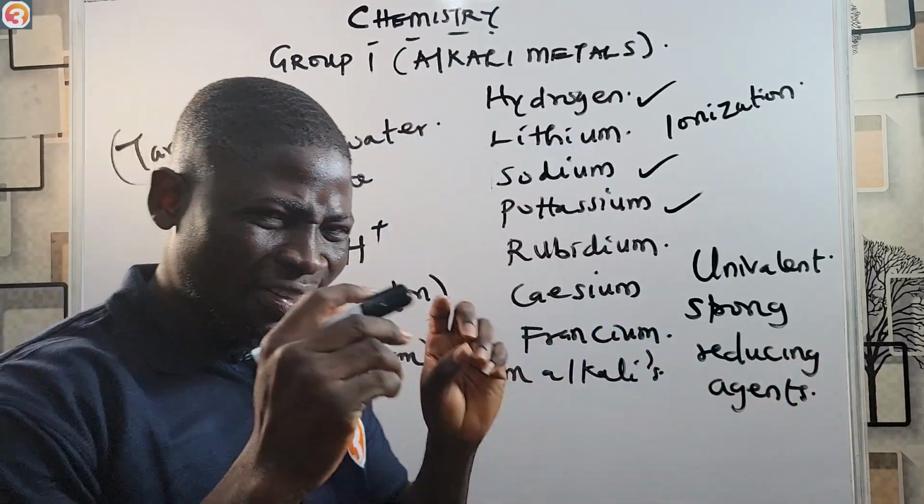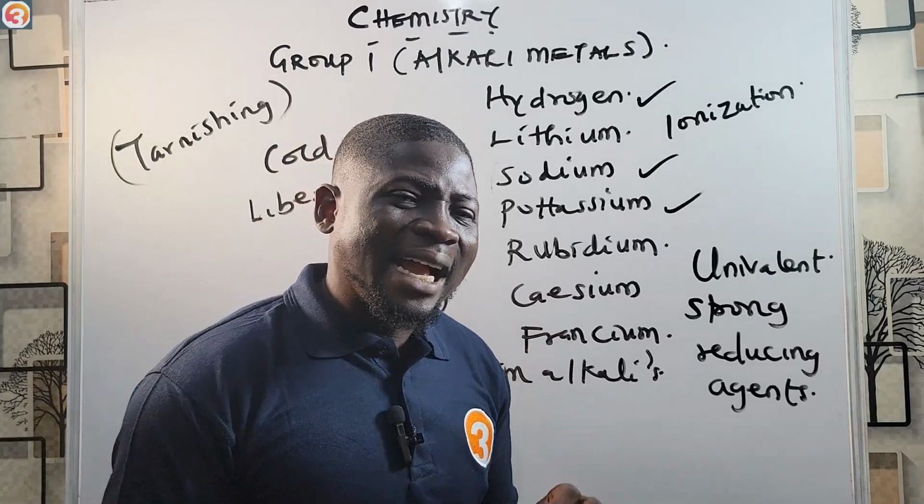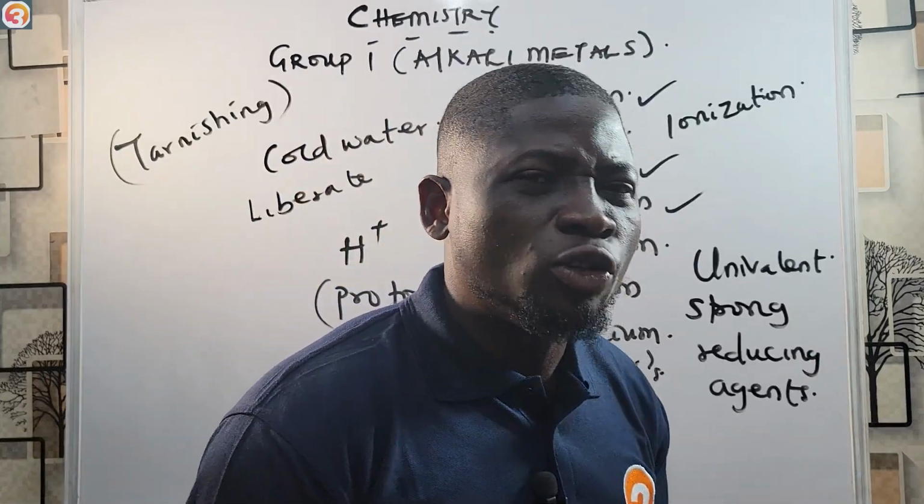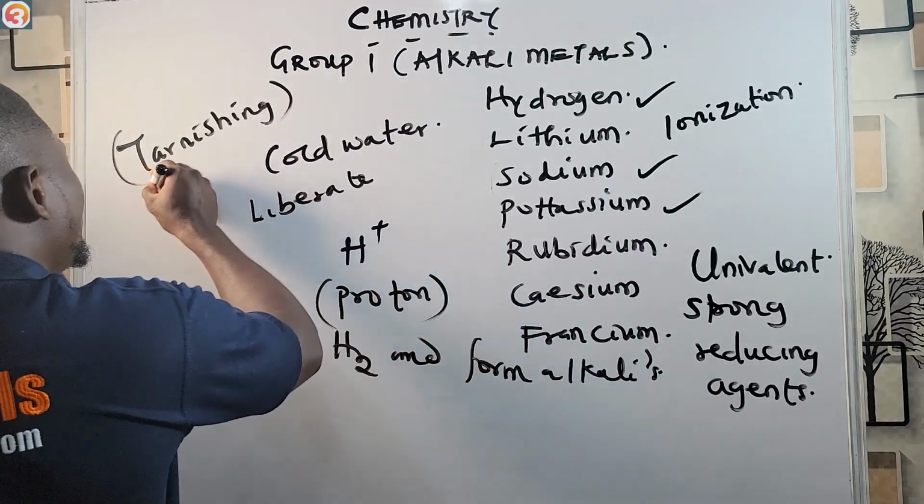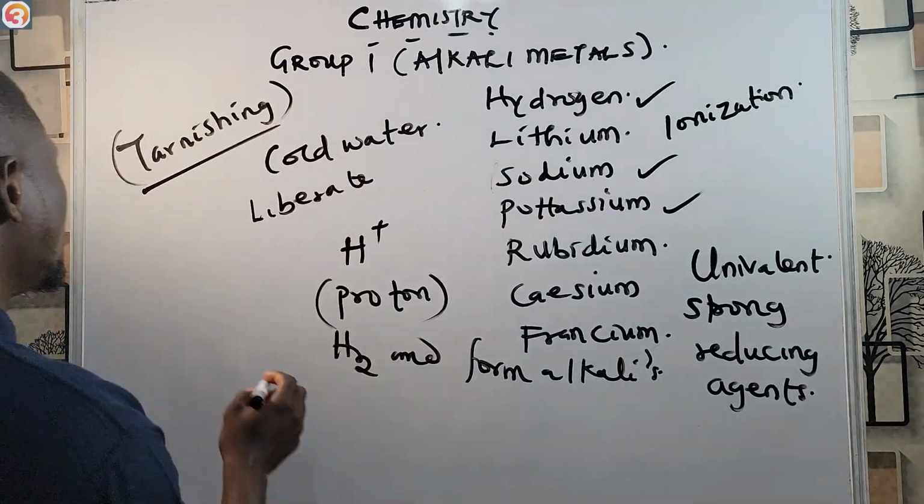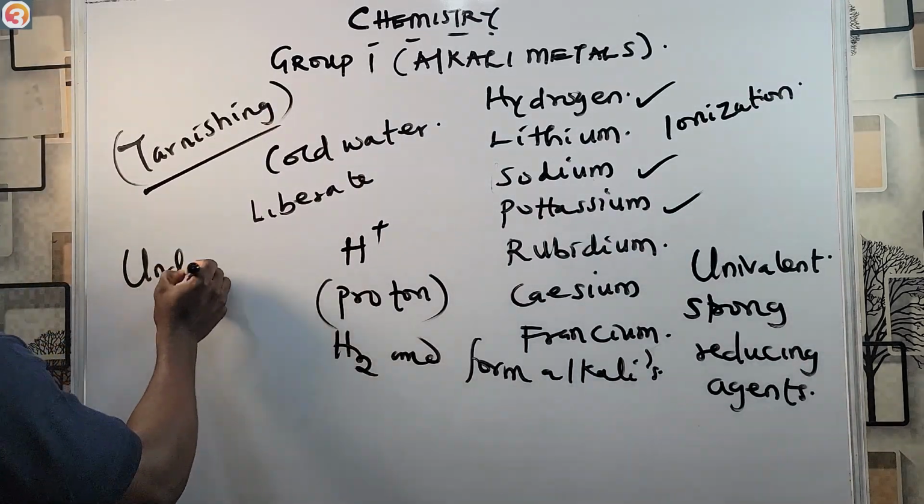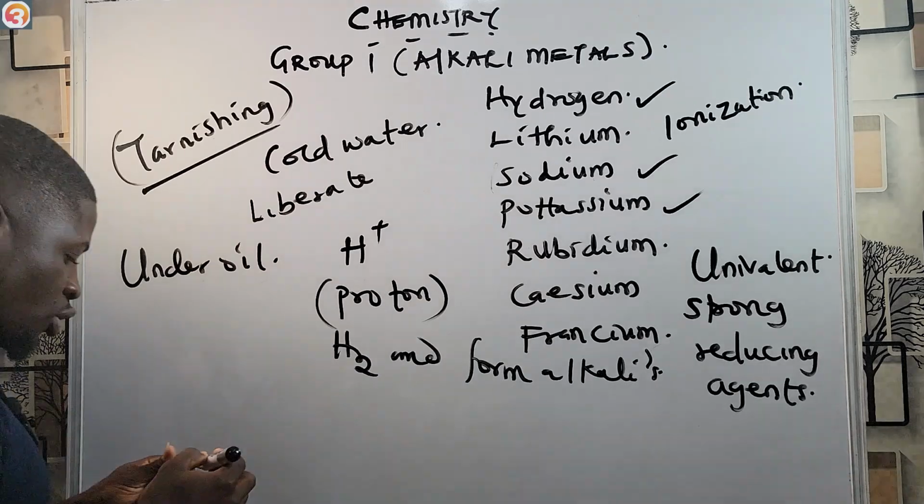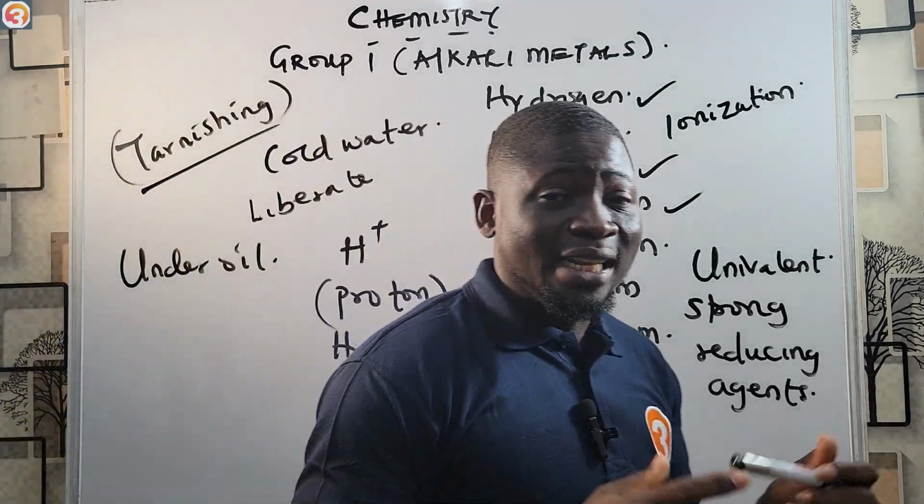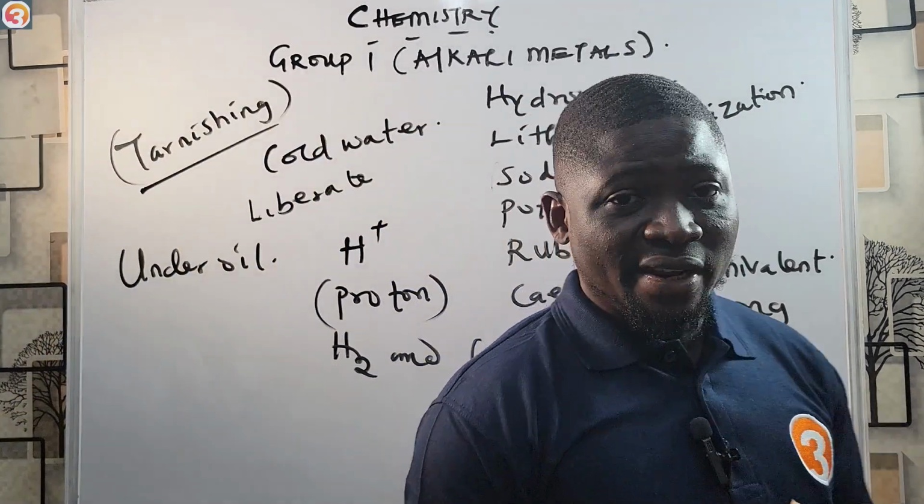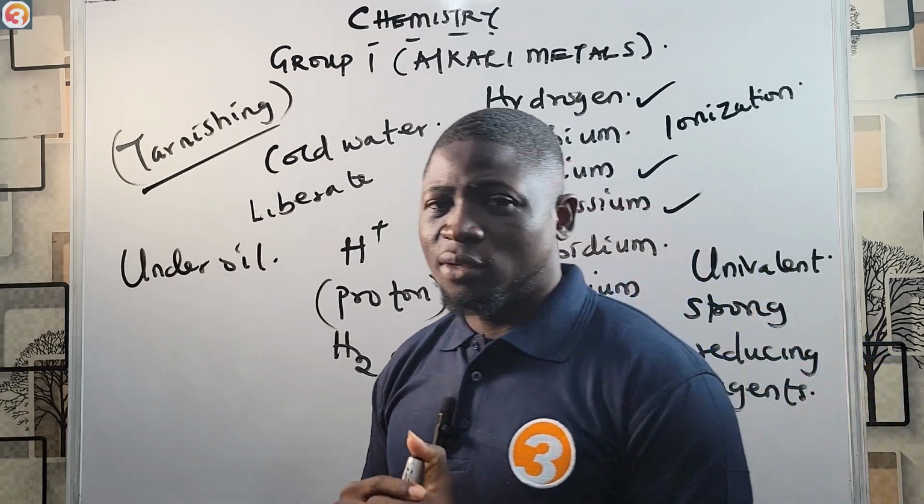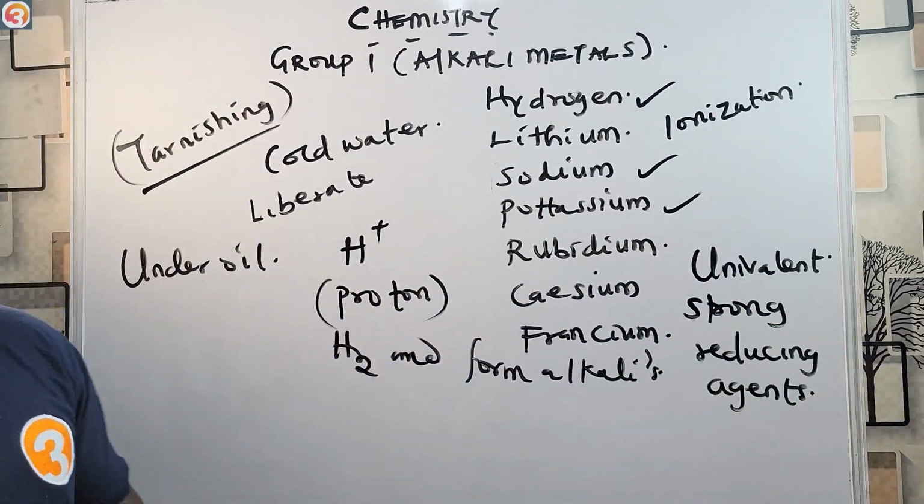You must take note of this now, right? Group 1 metals are stored under oil to prevent what? Tarnishing. To prevent tarnishing, group 1 metals are stored under oil. So when you store group 1 metals under oil, that tarnishing is prevented. All right? So these are the group 1 elements.